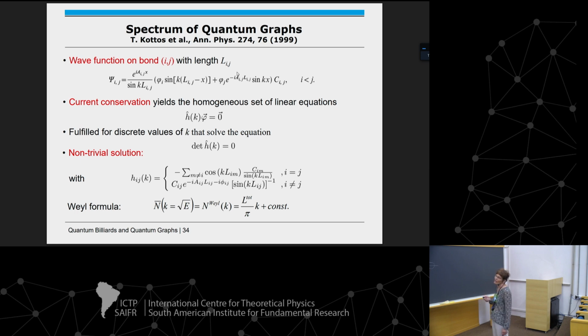Another nice thing about quantum graphs is that the average integrated spectral density is proportional to k, and this means that the spectral density is a constant. So unfolding in this case is very simple. You only have to multiply the eigenvalues with this constant, and then they are unfolded. So it's very simple.